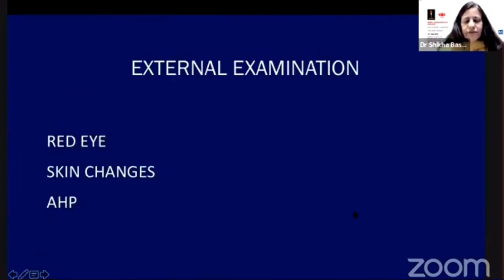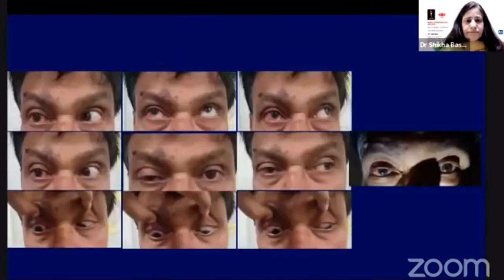Now, we should also look at the patient's face in toto. You have to look at the skin changes, associated red eye, and anomalous head posture. Red eye, when associated with neuro-ophthalmic signs, indicates there is some infection which is creeping from the eye to the brain. Now, let's try to pick up some signs here.